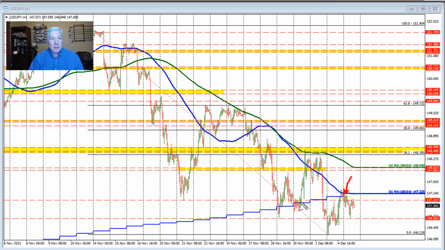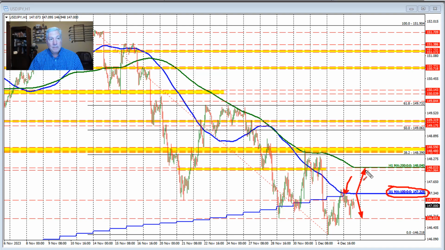That's a step line right here, this lower blue line. Now, also in play is this smoother line, which represents the 100-hour moving average. As you can see, both of those moving averages are near converged at 147.32. That's going to be a key barometer on the top side. As long as the price remains below that level, the bias remains more to the downside.